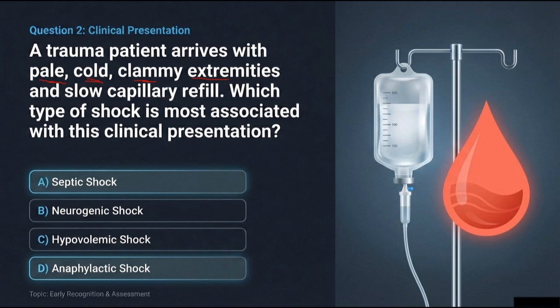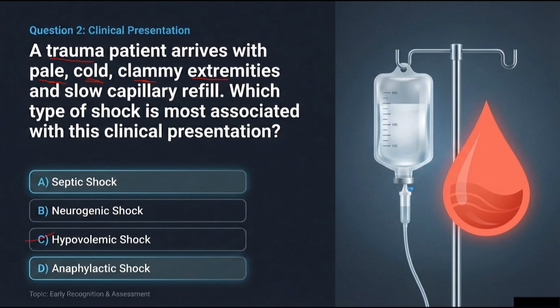So option A, septic shock, option B, neurologic shock, option C, hypovolemic shock, and option D, anaphylactic shock. So already we know that the patient met with trauma. Trauma or injury patients usually have hypovolemic shock. So the correct answer is hypovolemic shock.